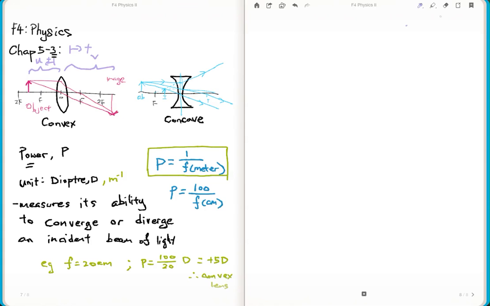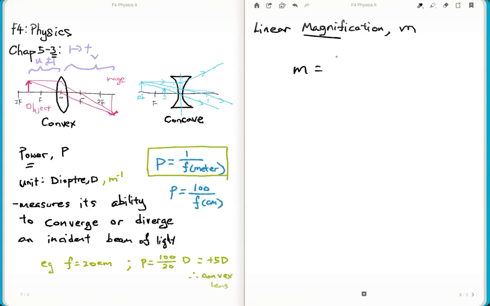Next, there are 2 more to go. You have power. You have linear magnification. What linear magnification does is again from the ray diagram. So in some structure questions in SPM, magnification, unit small m. So what's the equation actually?